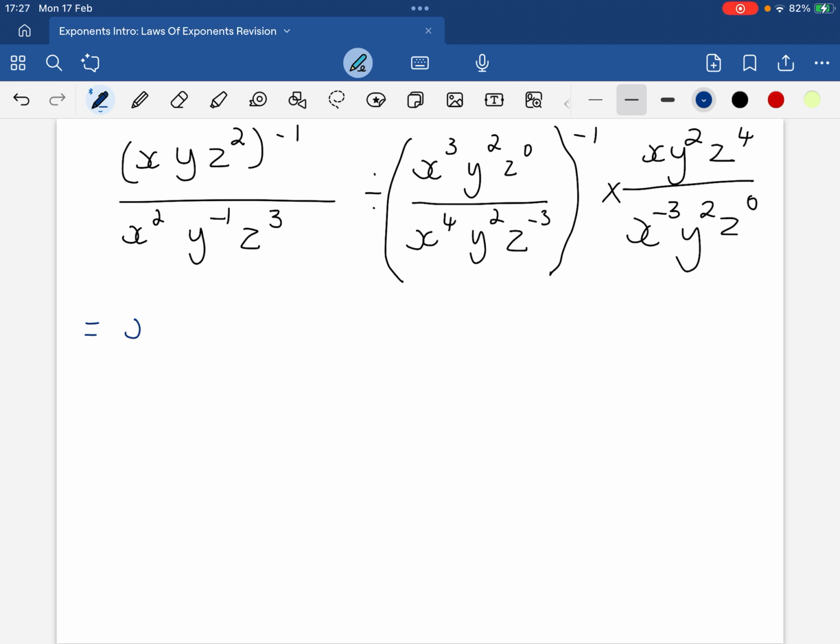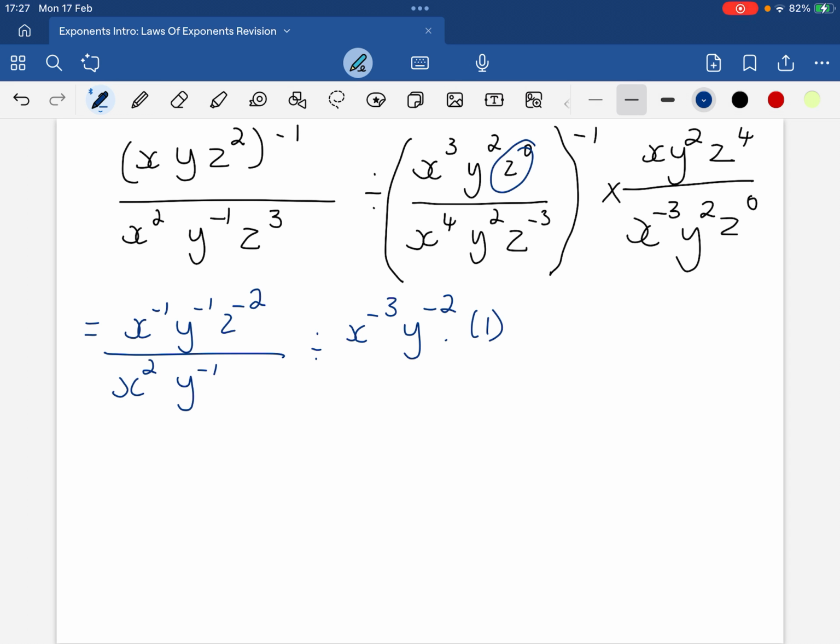So firstly, this is now x to the negative 1, y to the negative 1, z to the negative 2, all divided by x squared and y to the negative 1. Divided by x to the power of negative 3, y to the power of negative 2, times by just 1. Remember, any number to the power of 0 is 1. Or divided by x to the power of negative 4, y to the power of negative 2, and z to the power of negative 3. What I'm doing there is I'm distributing this negative 1 to both the numerator and the denominator according to one of the laws that we've learned.